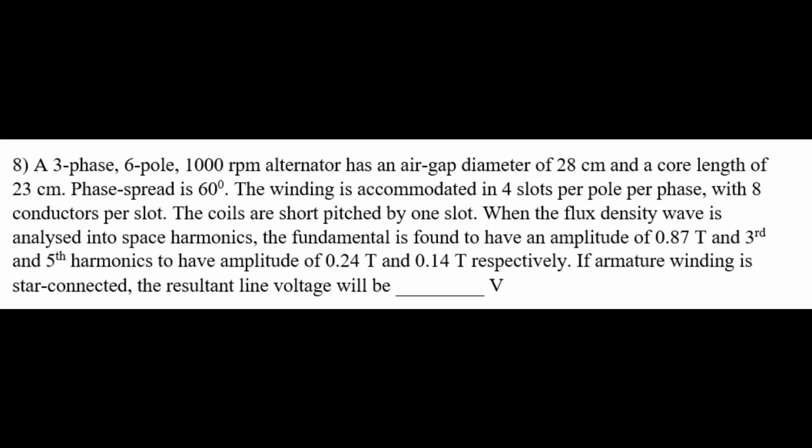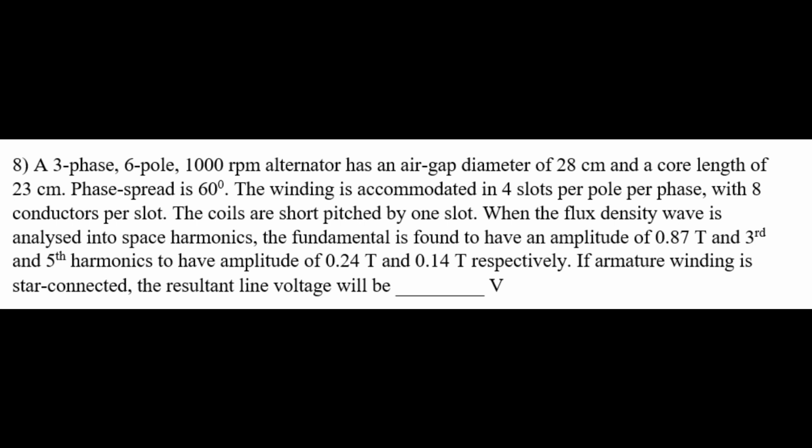Alright, let us try to practice one more question. Look at the question on your screen. A 3-phase 6-pole 1000 RPM alternator has an air gap diameter of 28 cm and a core length of 23 cm. Phase spread is 60 degrees.